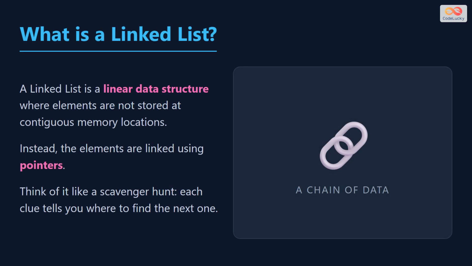So, what exactly is a linked list? Unlike an array where items are packed together like sardines in a tin, a linked list is a linear data structure where elements are stored in separate places in memory. They are connected by pointers, creating a chain. Imagine a treasure hunt where each clue leads you to the location of the next clue. That is exactly how a linked list operates.